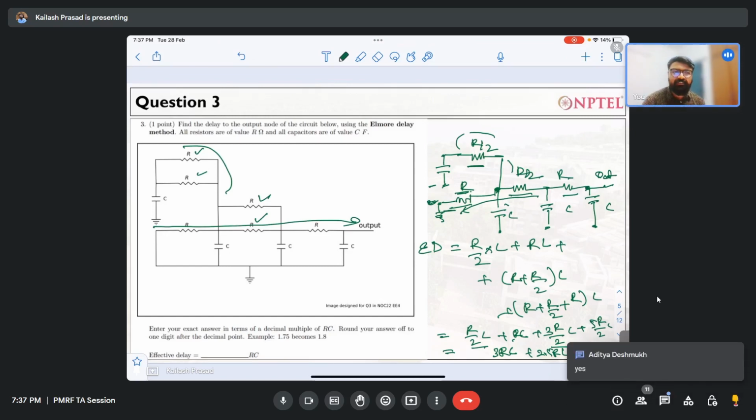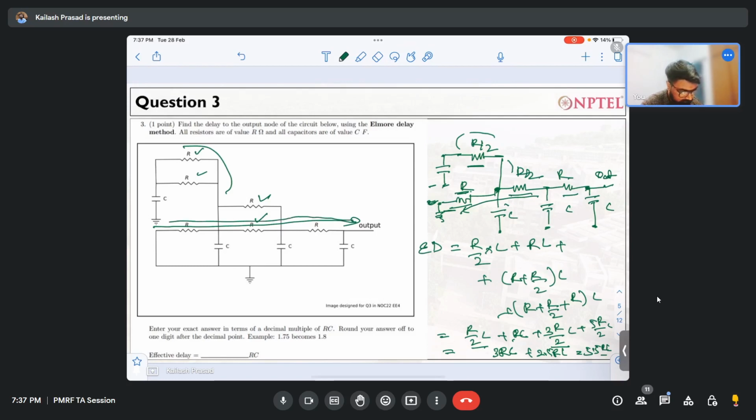Aditya is saying yes. What about others? So this is how Elmore delay works. Whatever output node you have, you have to find the resistive path to ground. Whatever resistance is not coming in the path will be your off path. Off path will be directly added: R by 2 into C of that. And in on path, you just keep on adding resistance and capacitance. For whatever capacitance you have, you just see what the resistances are to the ground. That's how the Elmore delay works.